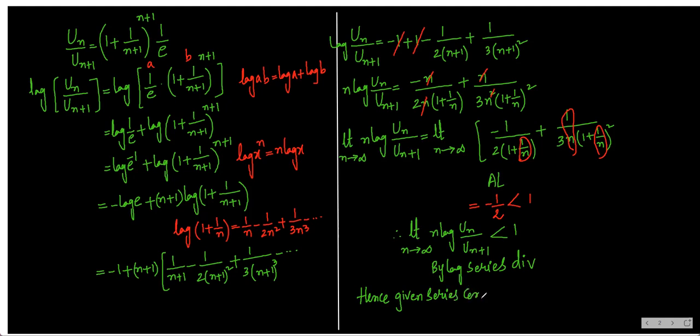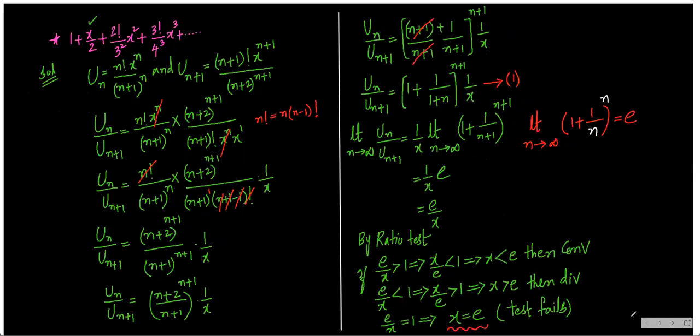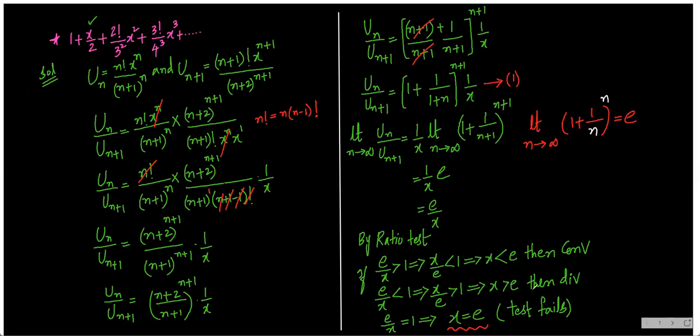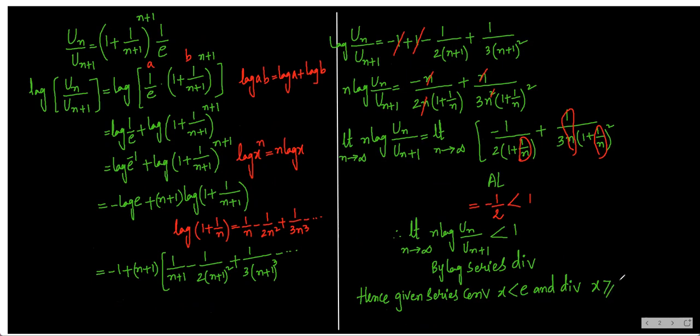Convergent when x is less than e. Now look at the previous page. Convergent when x is less than e, and divergent in 2 different cases. Greater than e is already there, you can see this page. Greater than e, divergent. Equal to e also we proved. So together we write, which is the end of this problem.